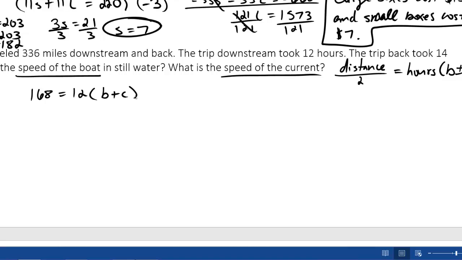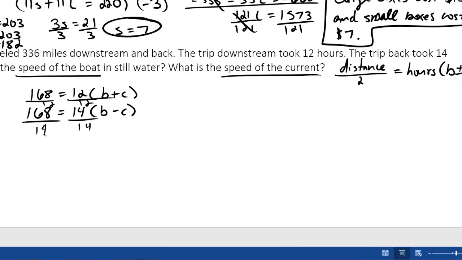Now our other equation, distance divided by 2, which is 168, equals 14 hours, so 14, and then B minus C, since we're going upstream, against the water. So now we can go ahead and figure this out. There's two ways we can do this. We can either distribute inside, or we can divide by 12 and divide by 14. I'm going to go ahead and divide because for this question it's easier. For other questions it might be easier to distribute, but for this one let's divide.